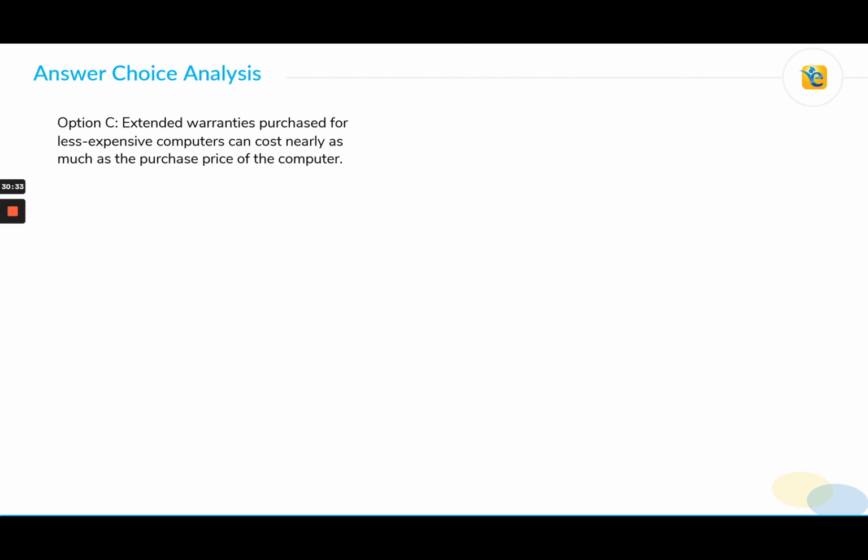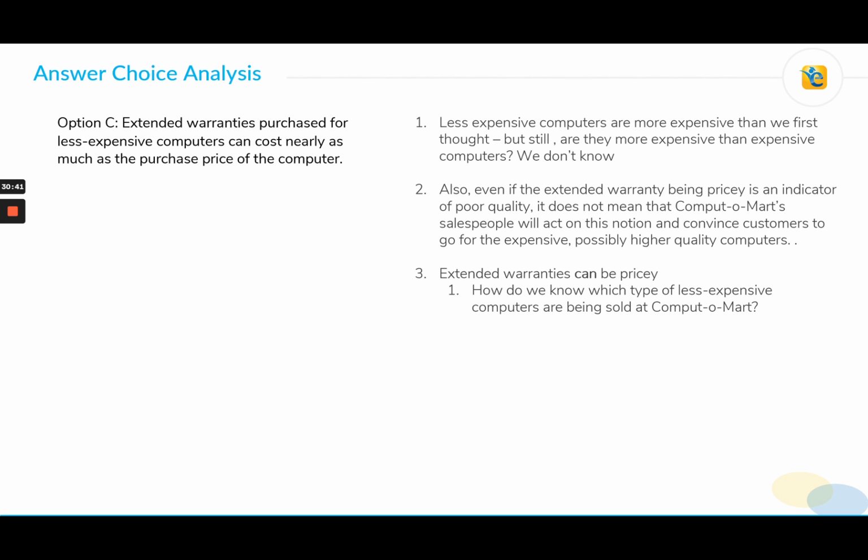Option C is also a slightly interesting option for me because again, to make this work, there's a lot of force fitting that's required, which should not be happening. So option C says extended warranties which are purchased for less expensive computers can cost nearly as much as the purchase price. Again, let's take the example that we used, A, B, C and X, Y, Z. As always, XYZ is the advanced level computers, ABC are the basic level computers, basic computing capability, what most customers require. Now, what option C tells you is extended warranties purchased for less expensive computers can cost nearly as much as the purchase price of the computer.